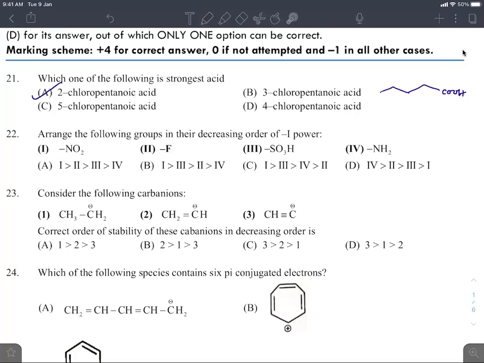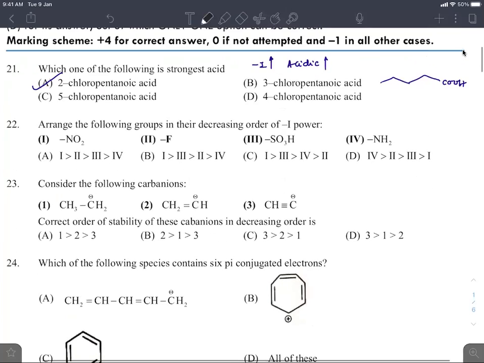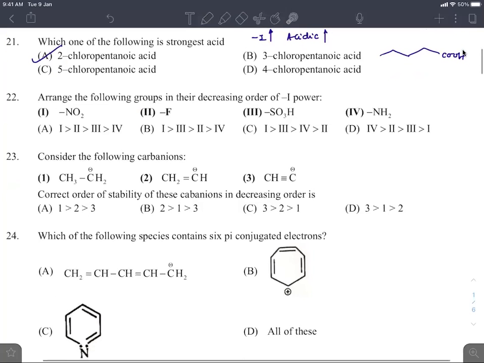So the first question is only about identifying the strongest acid based upon inductive effect. Always recall this: more minus I, more acidic strength. Next, among the following groups, in which of the following is the order of minus I effect? Minus I effect is something we need to mug up. We can't help anything about that.